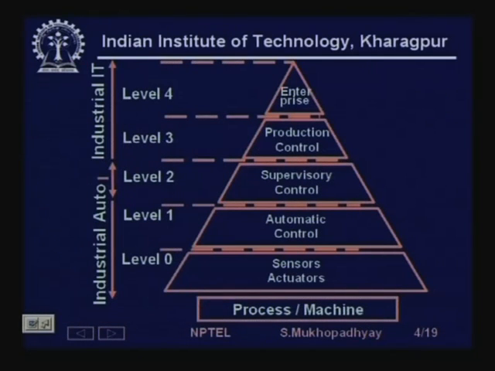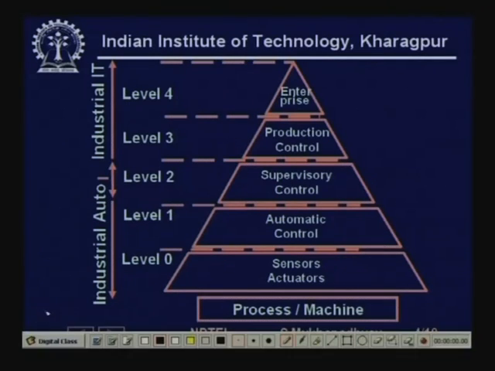So now let's look at the industrial automation pyramid as a whole. Why is it a pyramid? It's a pyramid because there are several levels, so it has a vertical dimension. So we have the lowest levels of sensors and actuators, which directly interact with the process or the machine. So they actually get the signals from the process or the machine. Now these sensors and actuators act as the eyes and the arms of the controllers.